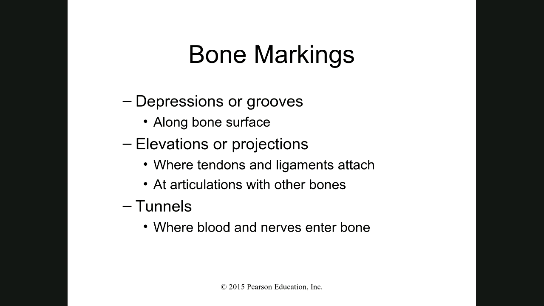The reason I brought this up is because of the bone markings. One of the students asked, there are so many names and they're very similar in different bones. Well, yes, they're similar because they're just naming and identifying the markings. If there's a hole, we already know it's a foramen. Where a muscle, ligament, or tendon attaches, we call that an elevation or projection. A groove is a depression.